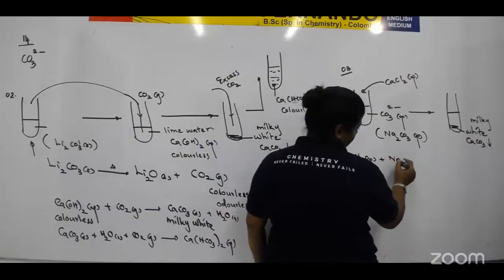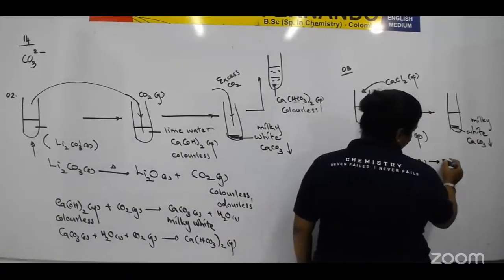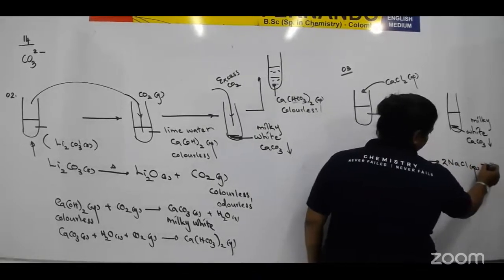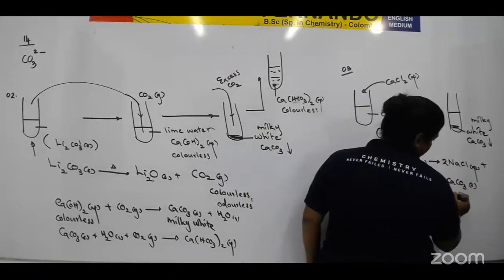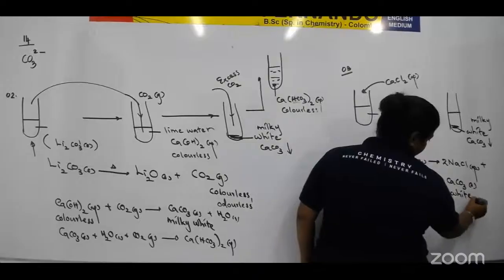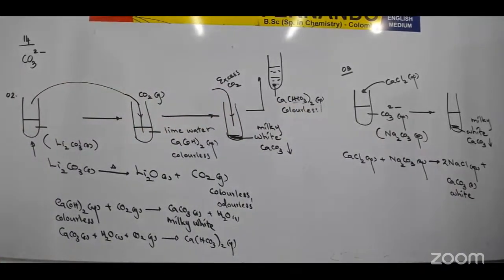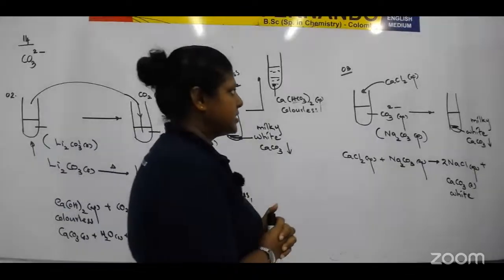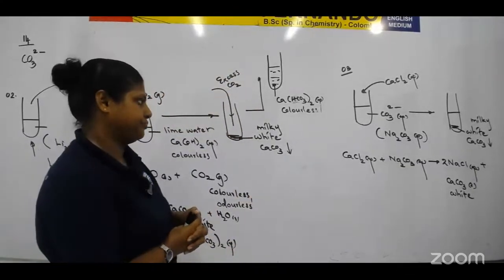Right, so calcium chloride and sodium carbonate aqueous, double displacement produces 2NaCl. Sodium chloride is a water soluble salt. In addition to that, a white precipitate, calcium carbonate. That's all about the carbonate identification test. When we add calcium chloride, double displacement produces calcium carbonate.